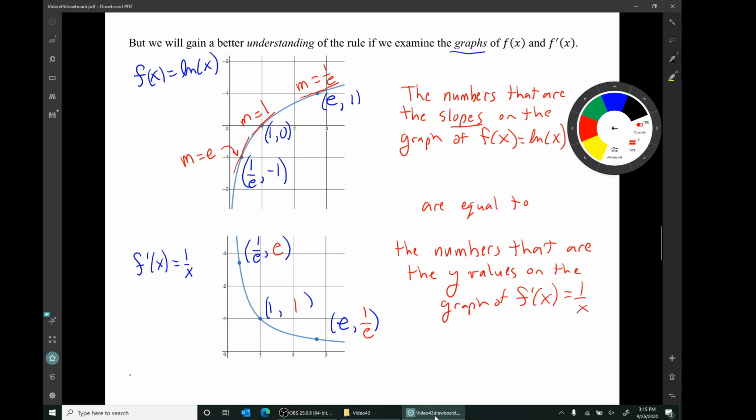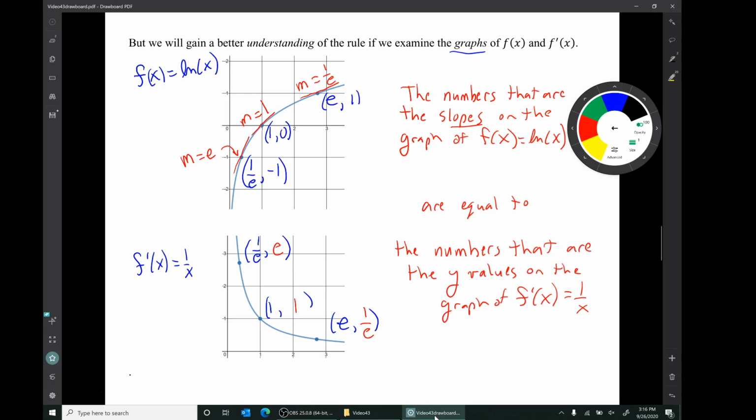So the numbers that are the slopes on the graph of f of x equals ln of x are equal to the numbers that are the y values on the graph of f prime of x. Now notice that these abstract numbers actually make sense. In particular, the number e is close to 3. So the y value of this point is very close to 3, and the x coordinate of this point is very close to 3.